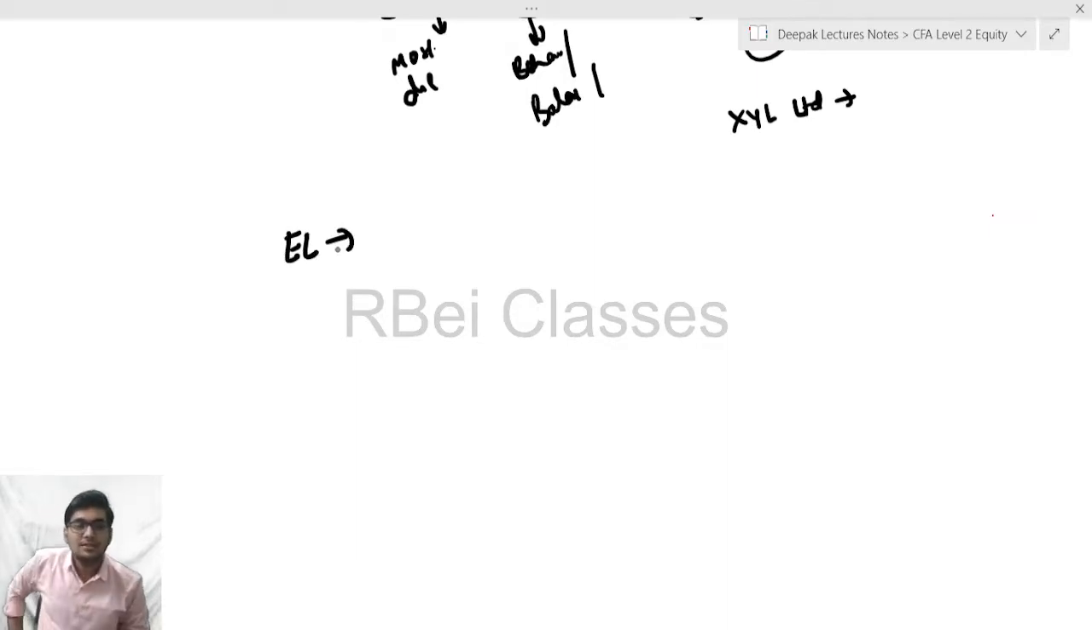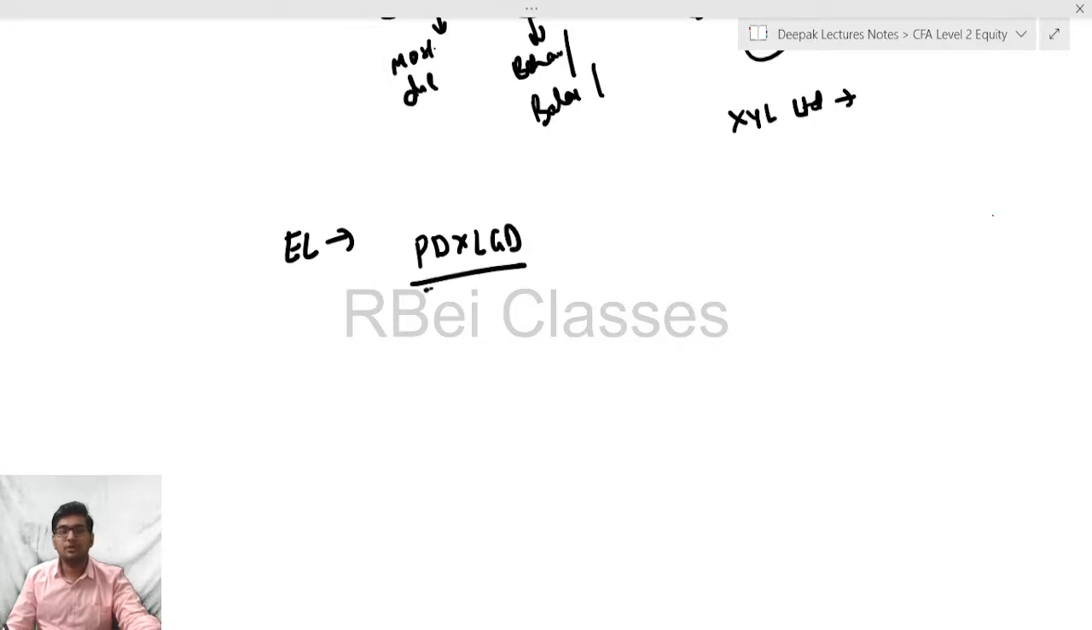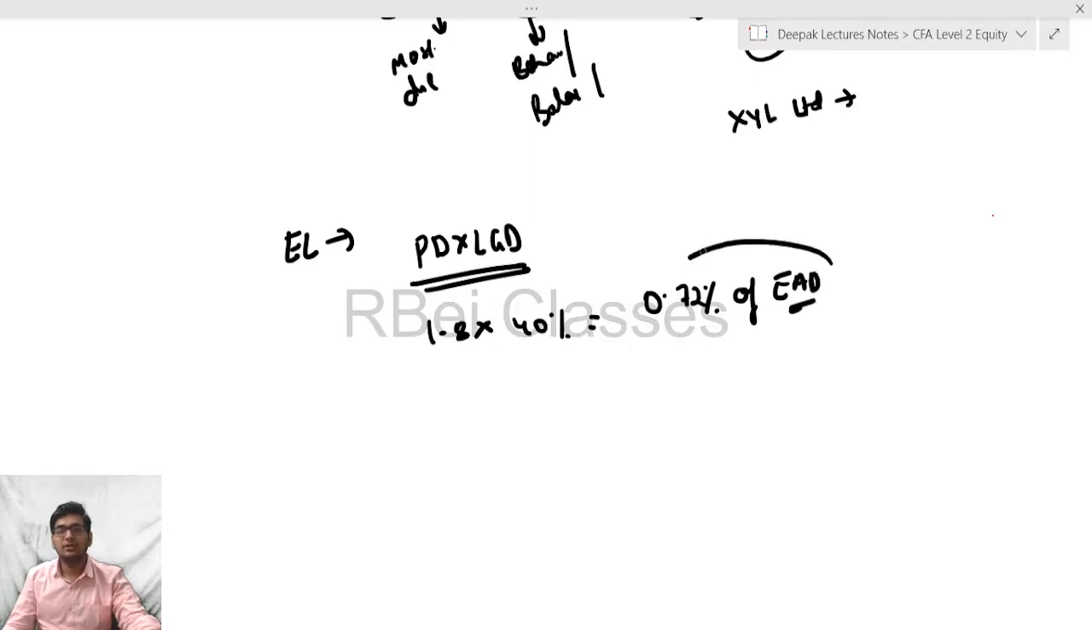So there is expected loss which you need to calculate. Expected loss is something which is priced in your interest rate, and for which you have already created a provision. How will you find out the expected loss? It is the probability of default multiplied by the loss given default. Suppose your probability of default is 1.8% and your loss given default is 40%. Then what is your expected loss? 0.72% of exposure at default. Clear? This is your expected loss.